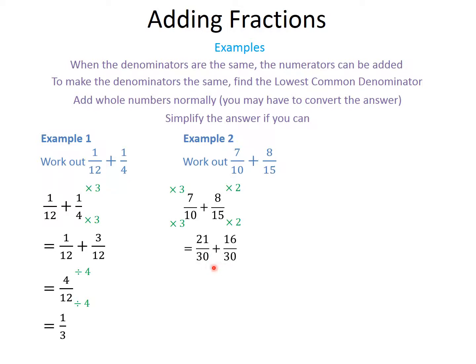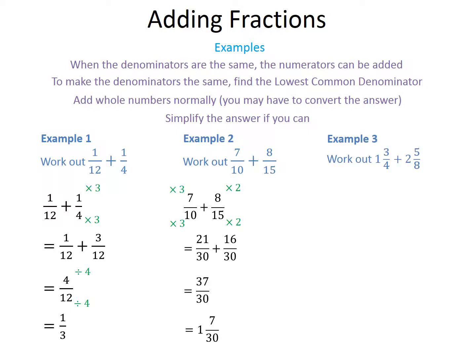The denominator is now the same, beautiful. 21 plus 16 is 37, so we end up with 37 over 30, which we can then make into a mixed number. How many times does 30 go into 37? It's only once, and there's 7 remainder, so it becomes 1 and 7 over 30.